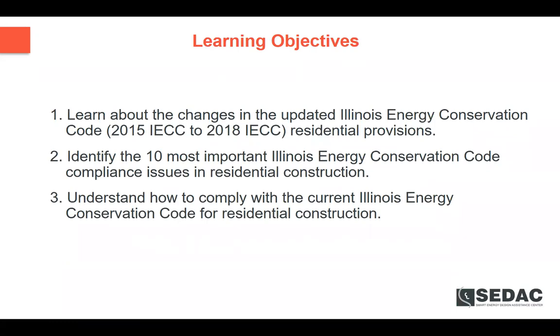So we have some learning objectives today. The changes in the updates in the Illinois Energy Conservation Code from 2015 to 2018, which are not major. There's some small ones, but we'll point those out. We're going to identify the 10 most important Illinois Energy Conservation Code compliance issues in residential construction and understand how to comply with the current Illinois Energy Conservation Code for residential construction.